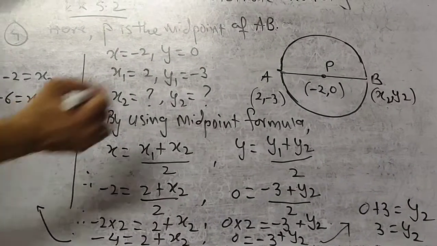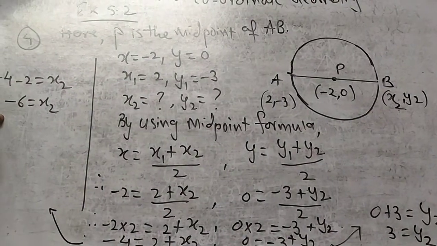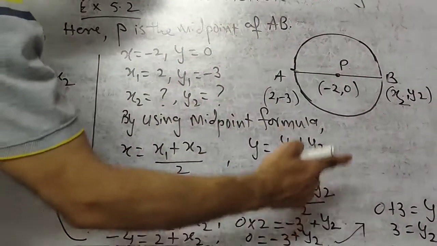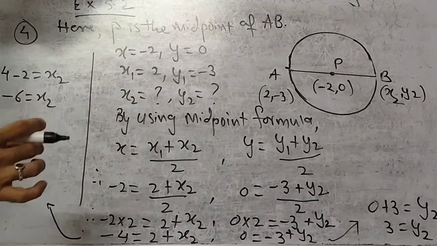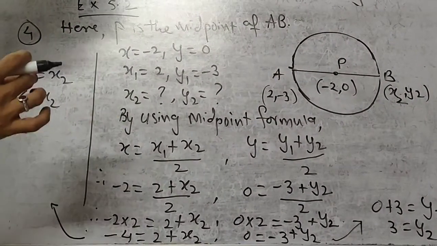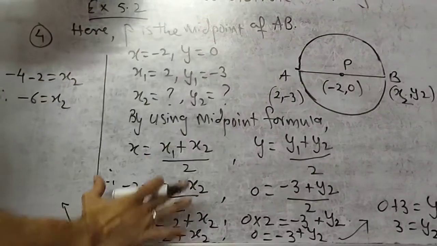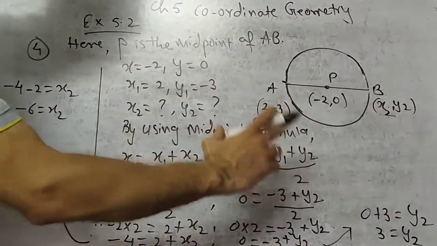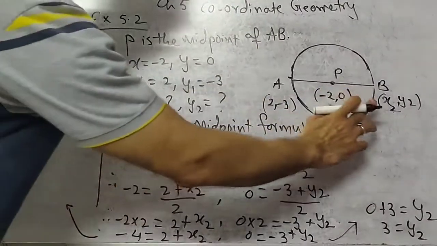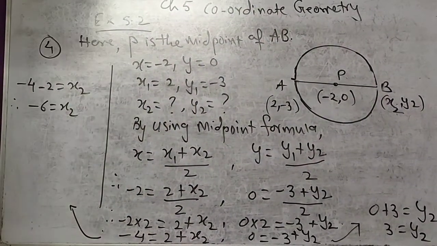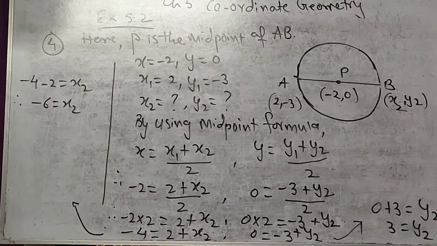That means your x2, this is x2. Your x2 you got minus 6 and y2 you got 3. So you got the coordinate of B. Coordinate of B is minus 6 comma 3. Okay, please copy it down. In last you have to write D coordinate is, okay, D coordinate is minus 6 comma 3. Correct? Very easily you can get the answer. Copy it down.